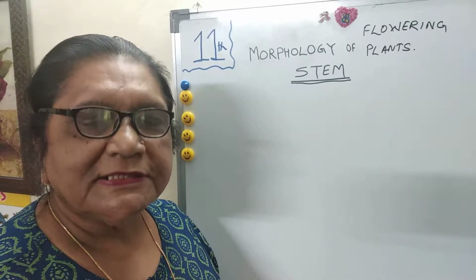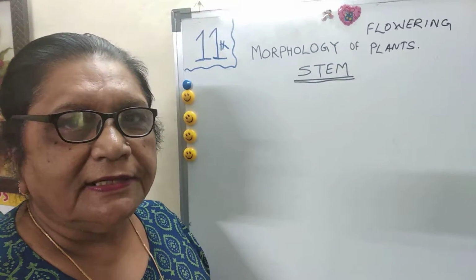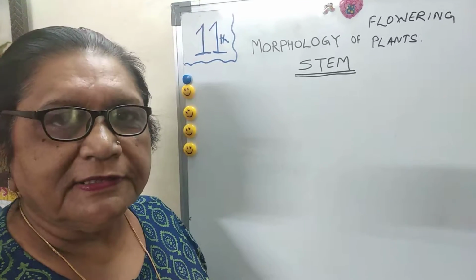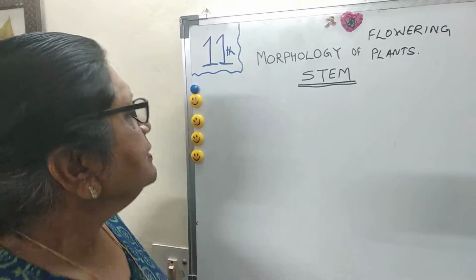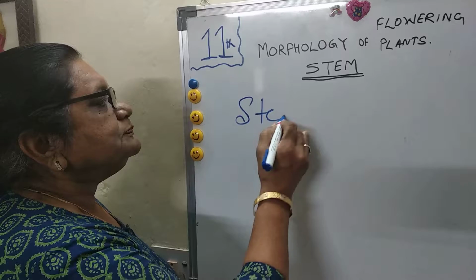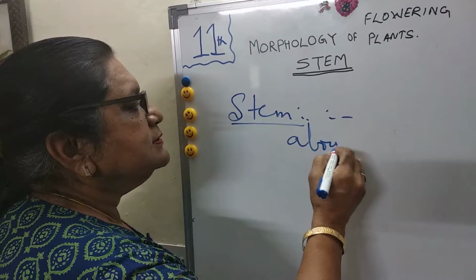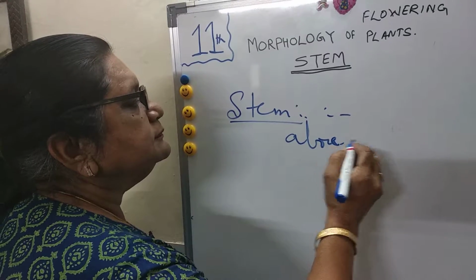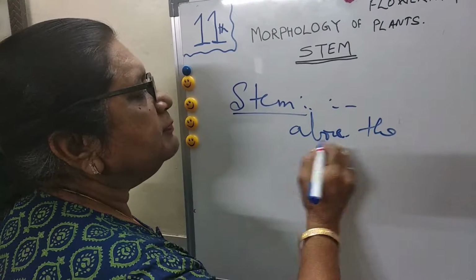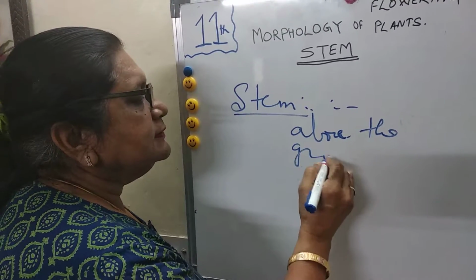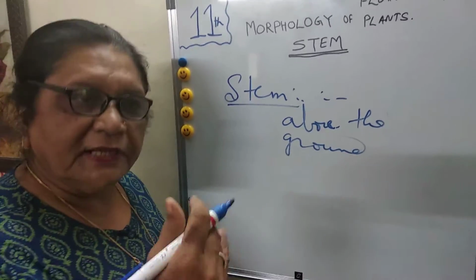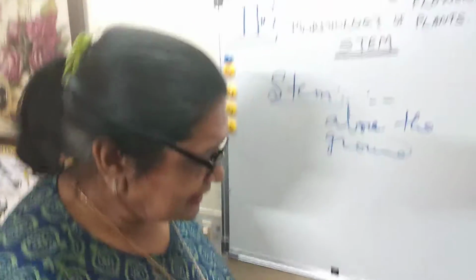Today I will continue the chapter morphology. Root we have discussed. Then it is stem morphology, that is present above the ground in the root system. So stem is present above the ground. Main part, or that is a shoot system, stem.